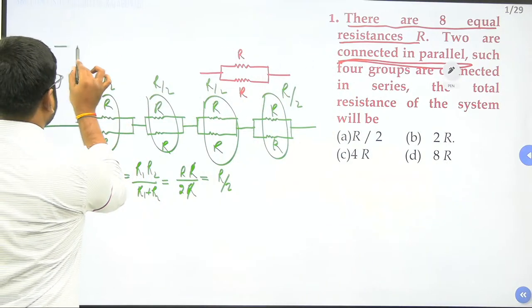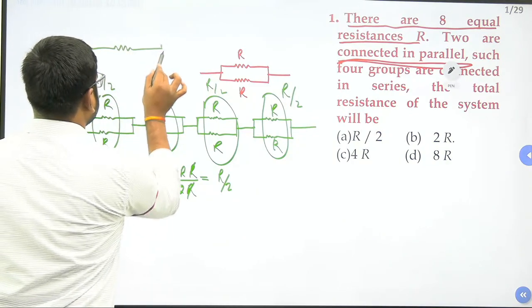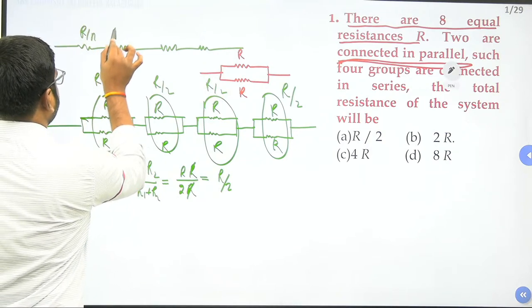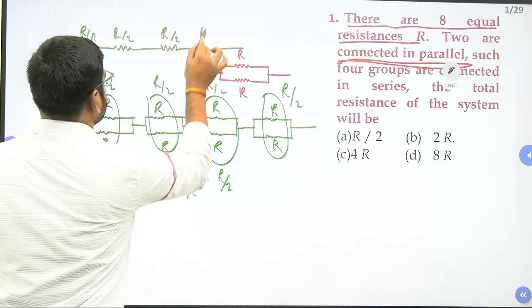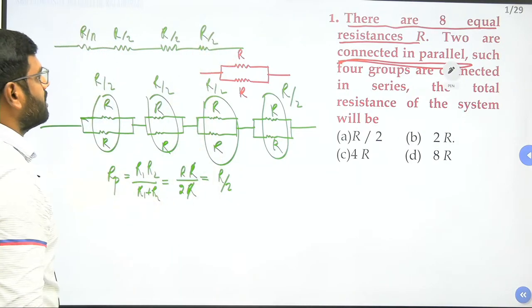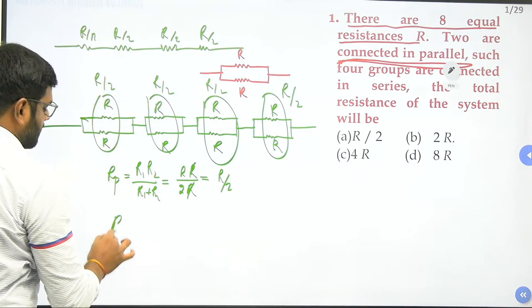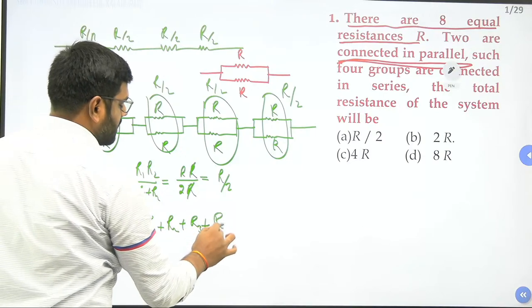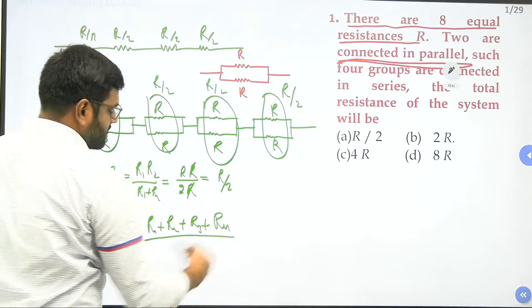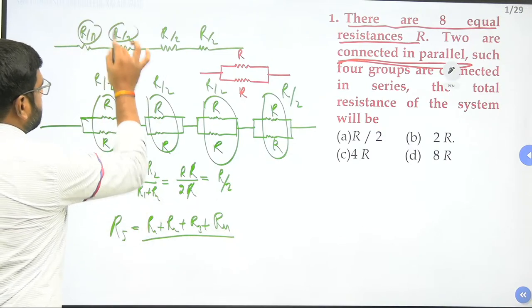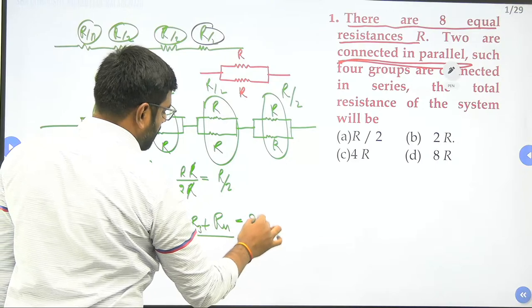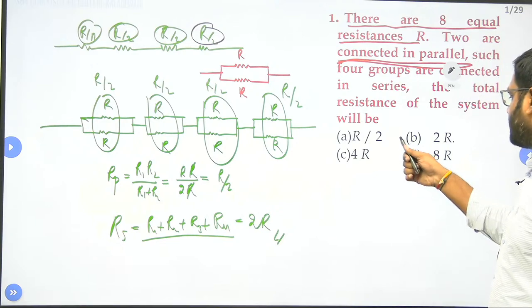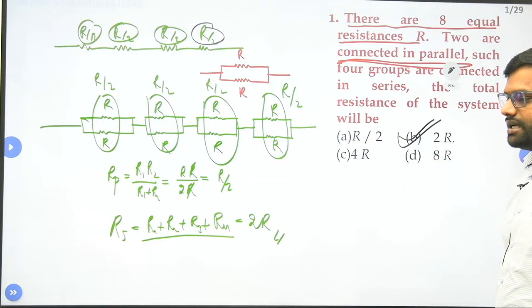Now they are connected in what combination? Series combination. So each resistance now becomes half, that is R by 2. Series combination formula: RS is equal to R1 plus R2 plus R3 and so on. Here we have 4 combinations, half plus half plus half plus half, which becomes 2R. 2R is the effective resistance for the given question. So this is the right answer. The second option is the right answer.